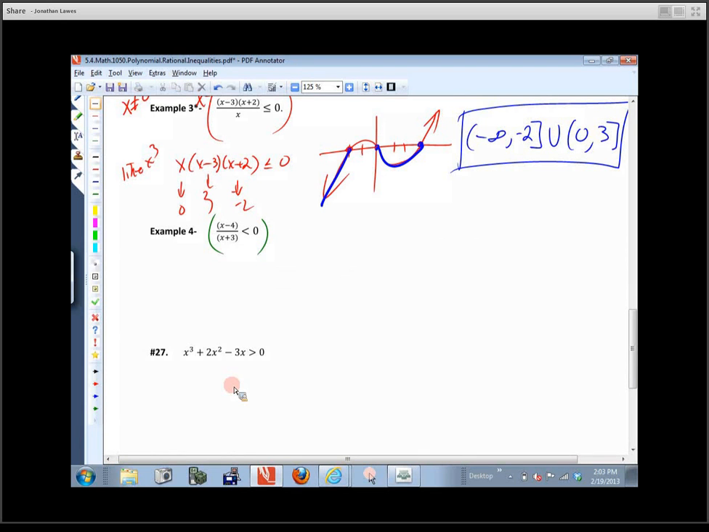Tylin, what are we going to multiply by? x plus 3 squared. If I multiply by x plus 3 squared, I'm multiplying by a positive, so I don't have to change the direction. And it will cancel with one of those, so I'm left with x plus 3 and x minus 4 less than 0.